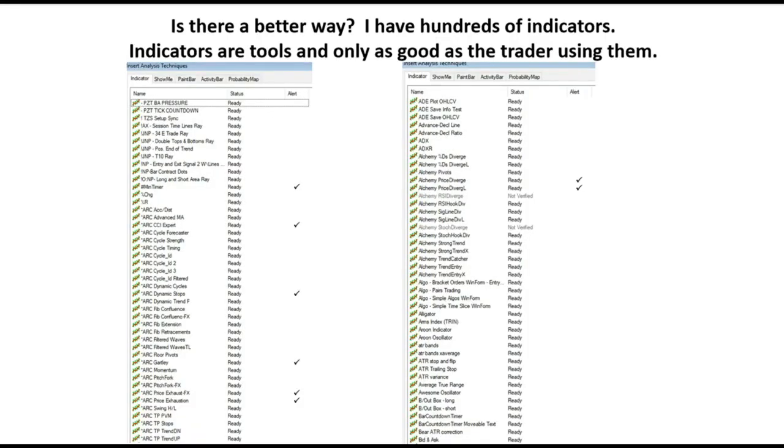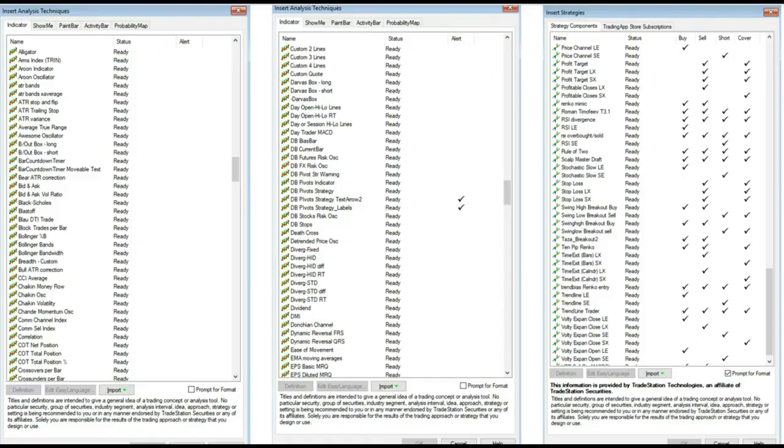You name it, when it comes to indicators, I've probably purchased it, I've probably owned it, or I've had it written. For an example, this is just starting from the A's, these are just the A's and the B's. I've got hundreds of them for TradeStation. I've got all sorts of indicators, I've got show me's, I've got paint bars, so hundreds of them. You don't have to go down this road.